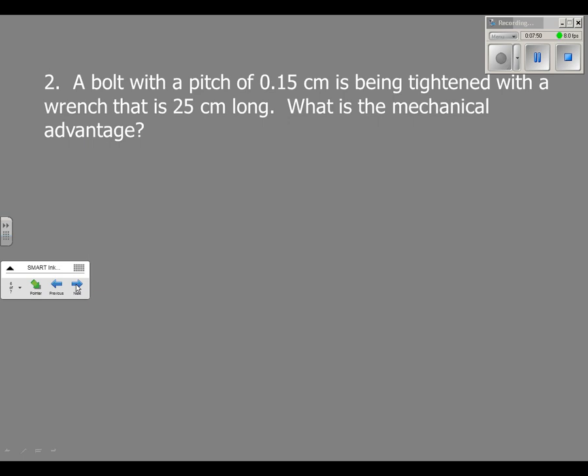A bolt with a pitch of 0.15 is being tightened with a wrench that's 25 centimeters long. That's going to be your turning radius. What is the mechanical advantage? Well, that's fairly simple. We've just got pitch, which is equal to 0.15 centimeters. We've got a radius that's 25 centimeters long. In this case, we'll probably be finding IMA. Why? Because we've got distances instead of forces. AMA is FL divided by FE, and IMA is 2 pi R over pitch.